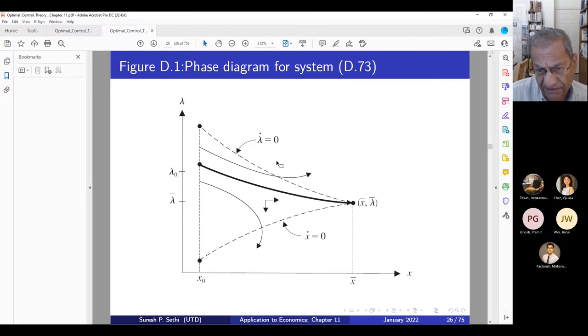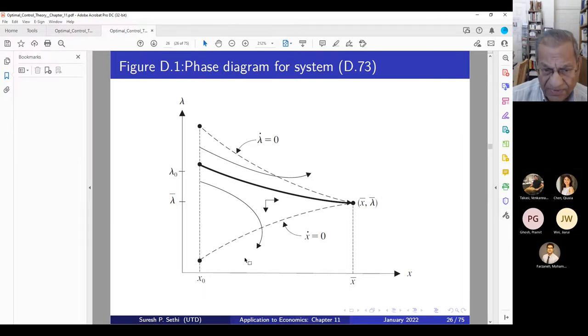So to look at the picture here. We already found this to be unique. And these are these two isoclines. One is called x dot equal to zero, one is called lambda dot equal to zero. Our picture is different, but in some case, this could be the case. And we are at x zero, and we want to find a lambda zero so that the x zero lambda zero will go to this.